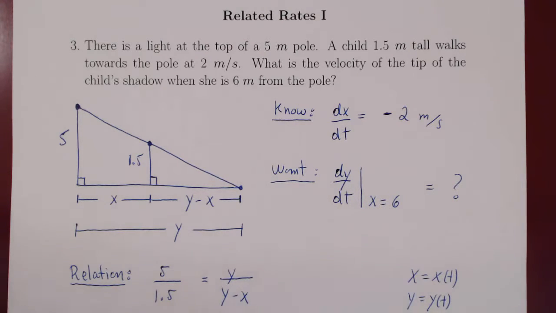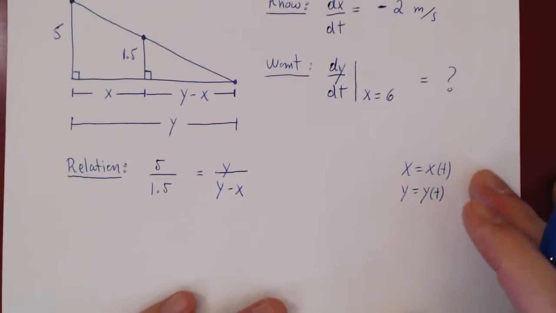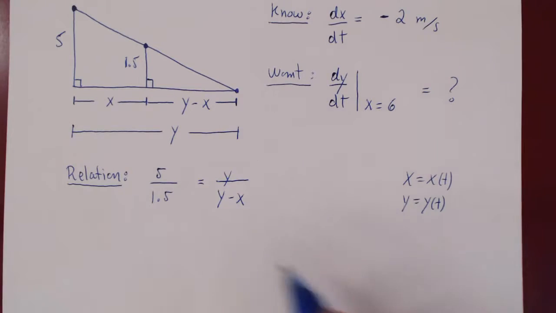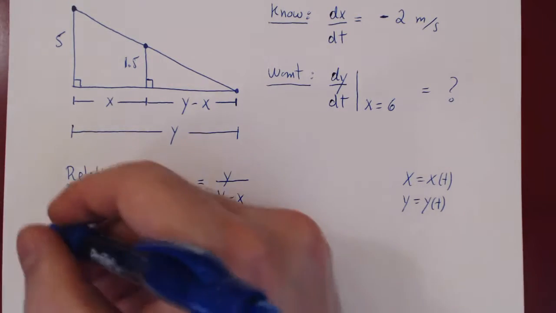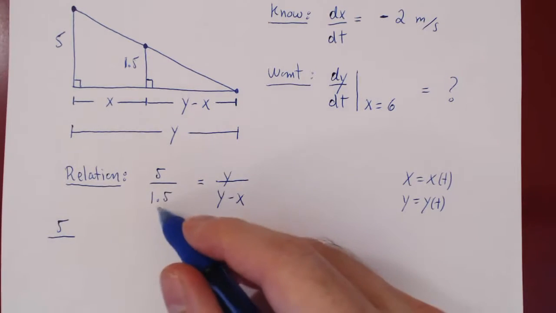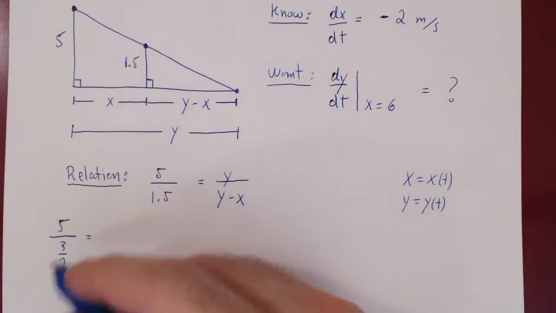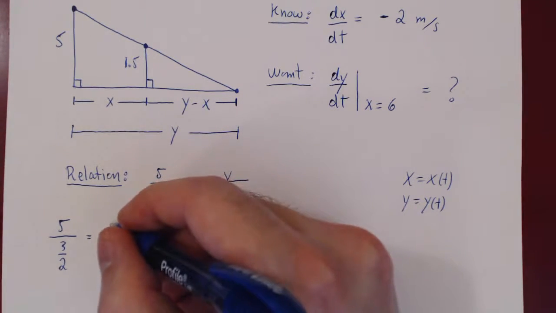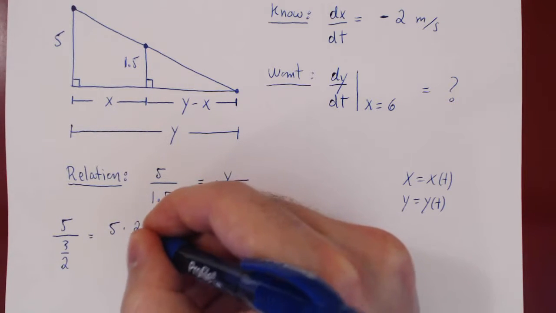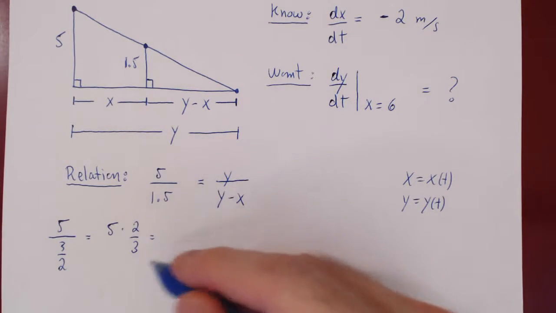So we could here be naive and differentiate both sides with respect to t and use the quotient rule here. But let's be clever about this. If we're not happy with the relation we have, we can try to rearrange it to hopefully make our differentiation a little simpler. Well, let's clean this up a little bit. The left-hand side, 5 divided by, well, 1.5, that's just 3 over 2. If you divide by 3 over 2, same as multiplying by the inverse, 2 over 3. So what you get is 10 over 3.